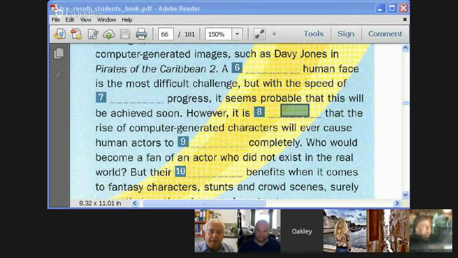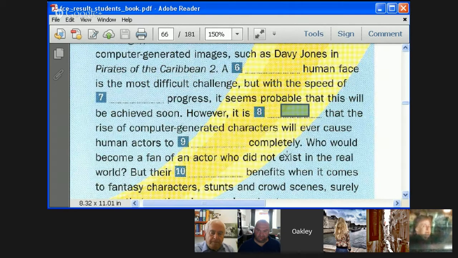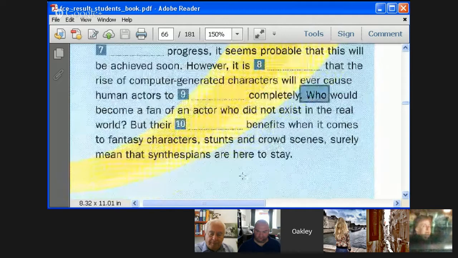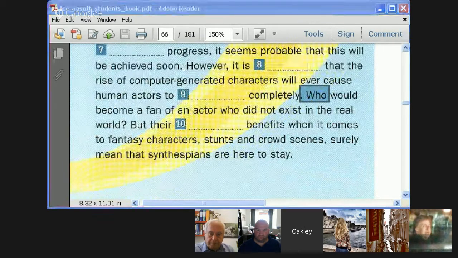Very good. And okay, Ken, take it away. Finish us off here. "Who would become a fan of an actor who did not exist in the real world?" It's very funny. Ken and I had this conversation yesterday. Yeah, I remember yesterday's conversation. Yes, there are a lot of cartoons, teacher. A lot of cartoons in this way, no?